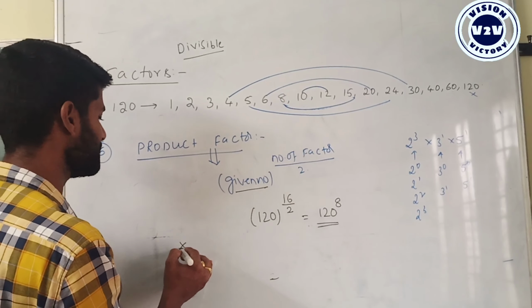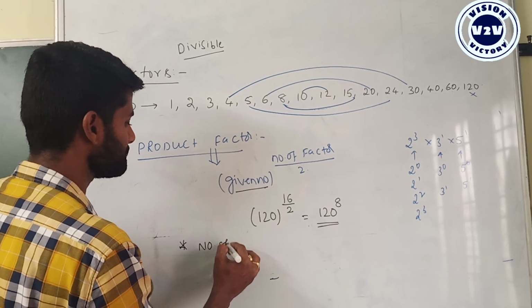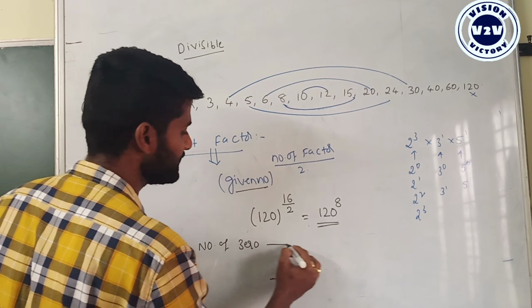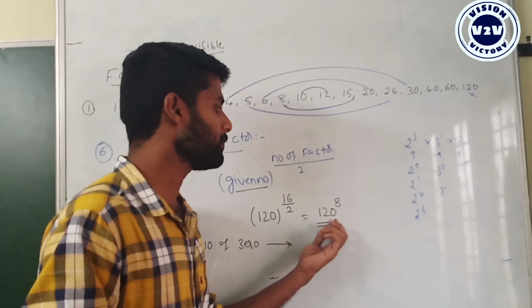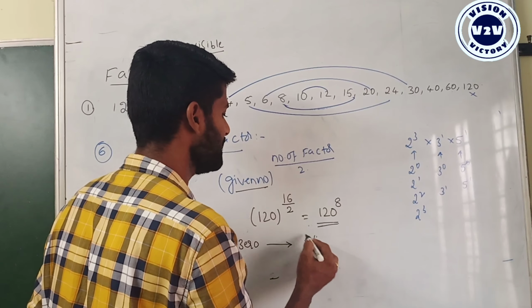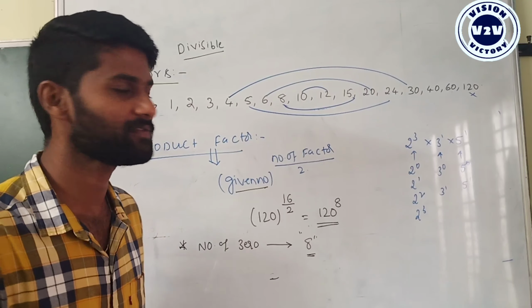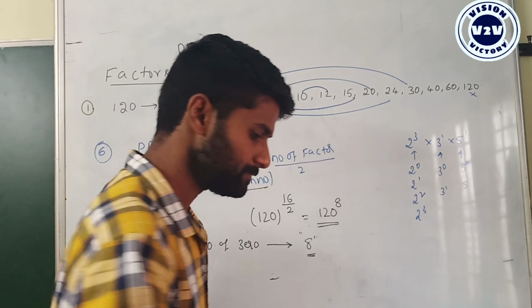For example, sometimes they ask the number of zeros in this particular product. See, 0 power 8 means the total number of zeros is 8 only. In 120 power 8, the number of zeros is 8 only.